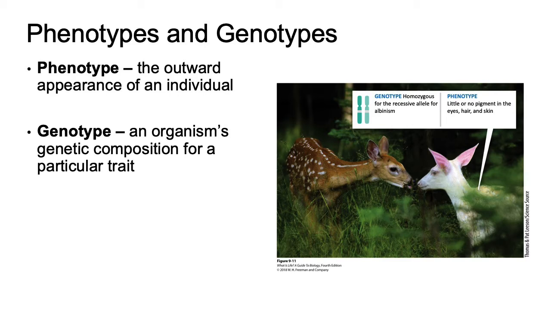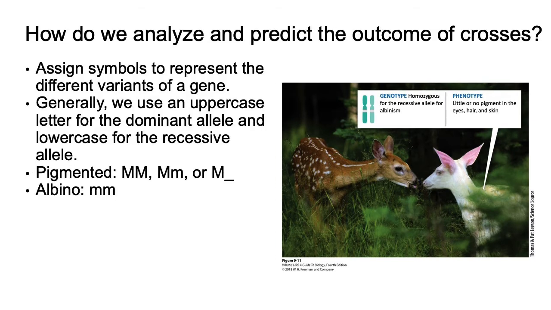Underlying the phenotype is the genotype. This is an organism's genetic composition. We usually speak of an individual's genotype in reference to a particular trait. For example, an individual's genotype might be described as homozygous for the recessive allele for albinism. Another individual's genotype for the melanin gene might be described as heterozygous. Occasionally, the word genotype is also used as a way of referring to all of the genes that the individual carries. How do we analyze and predict the outcome of crosses?